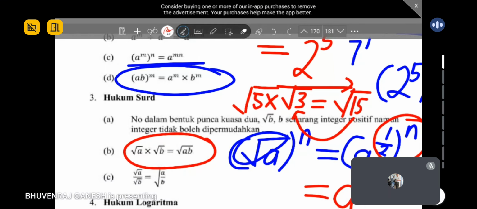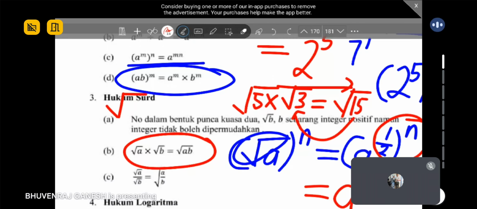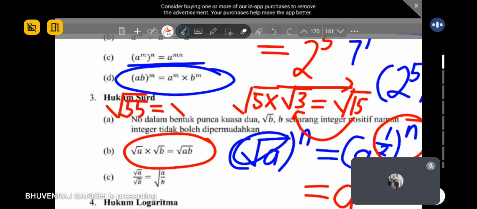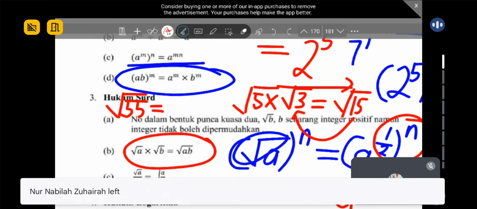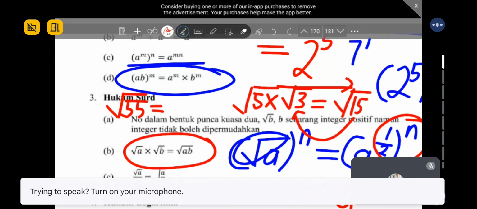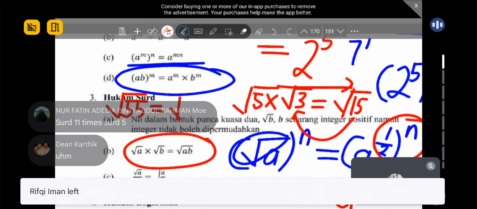Okay, example. Never mind, I just give a random number. Let's say I give you 55. Guys, may I know how do I simplify this? Anyone can give a suggestion? Square root 55. How do I write this? Think and see. Yes, very good: square root 11 times square root 5.